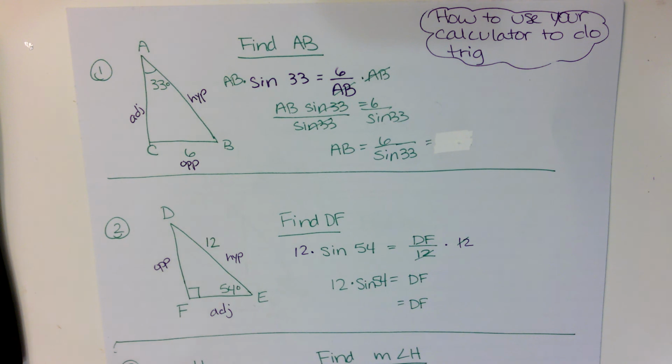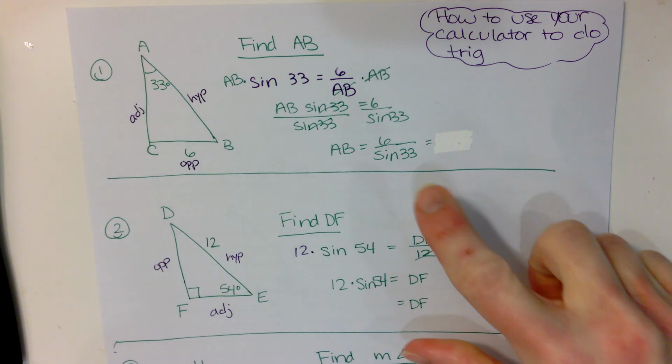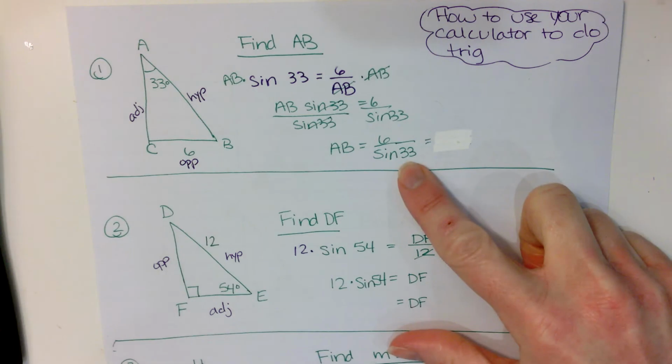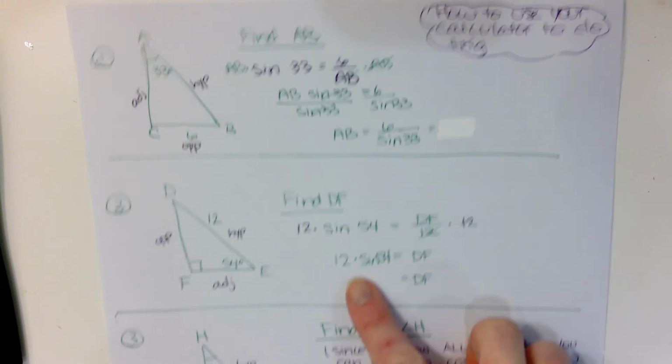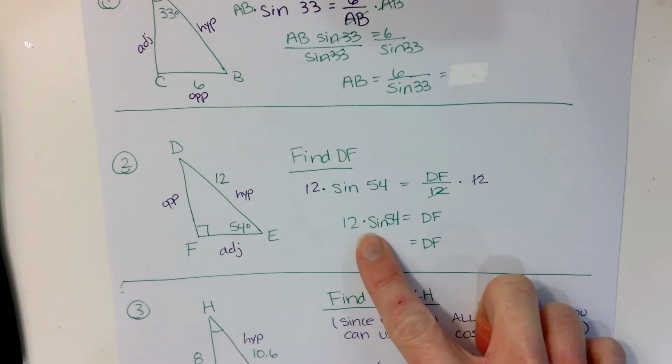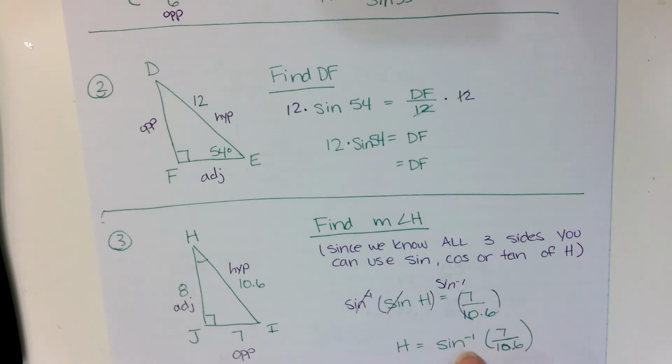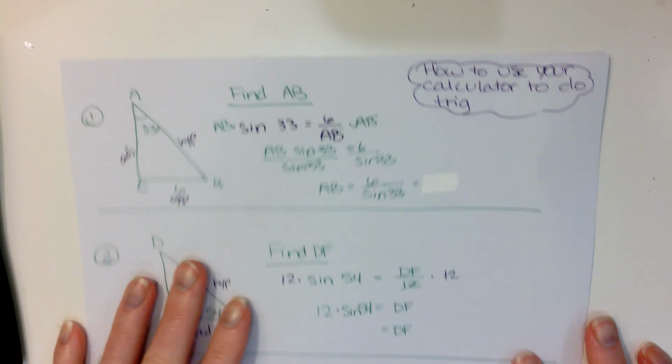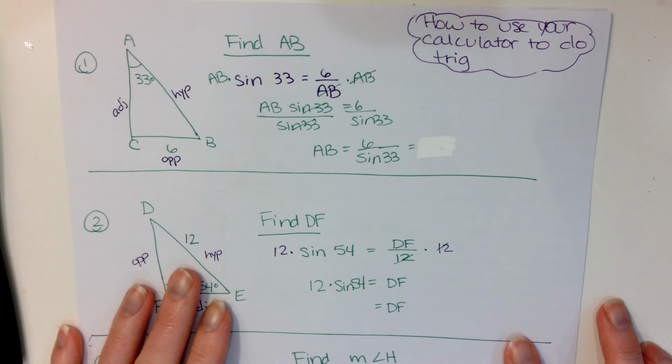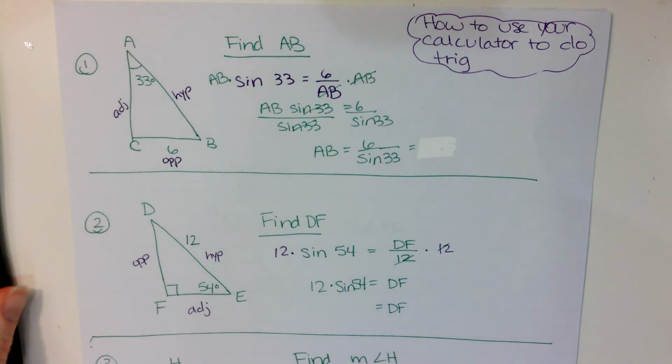So I've got the three types of work that we've been doing in our class. First of all, I have a number divided by our trig function. We're going to do a number times our trig function. And then finally, we're going to do an inverse trig function. So let's get out our calculators. You can fast forward to the different times that I use your calculator.